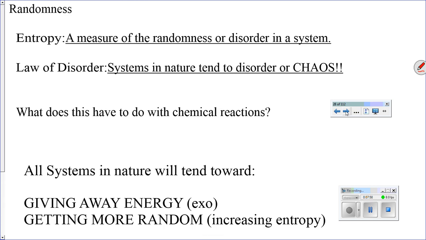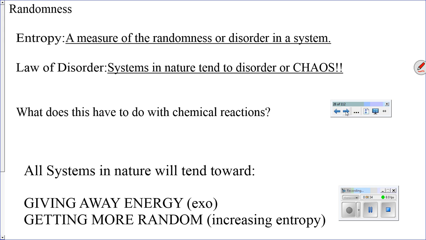Last thing we're going to wrap up on this video is the idea of randomness, entropy, and natural tendency of systems. So entropy is the measure of the randomness or disorder in a system. The law of disorder says that systems in nature tend toward disorder or chaos. This makes sense. If you don't ever clean your room, it'll become disastrous. Many of your binders are disastrous. If there were no laws or rules in the road, people would run red lights. It would be disastrous. So chaos is what happens when you don't control things.